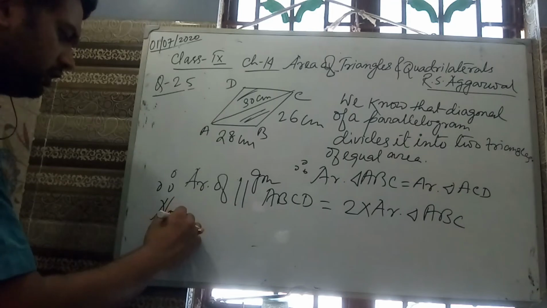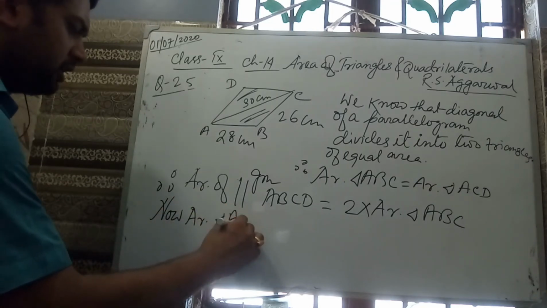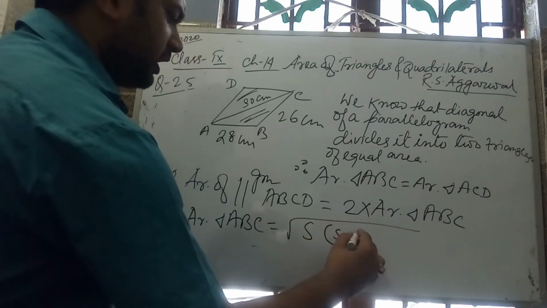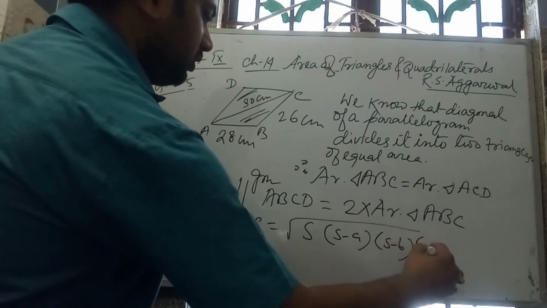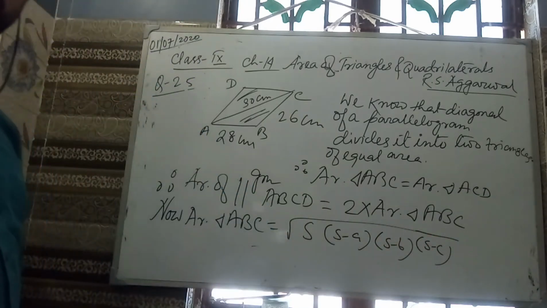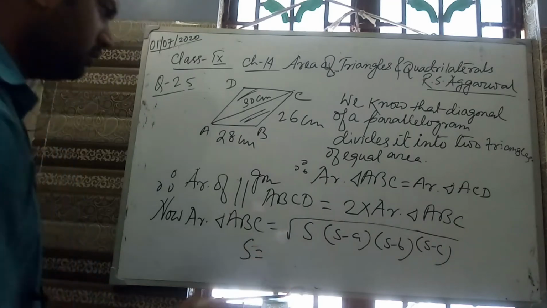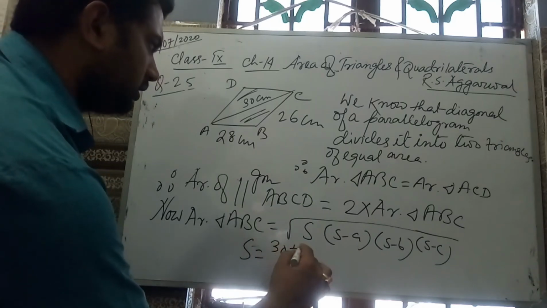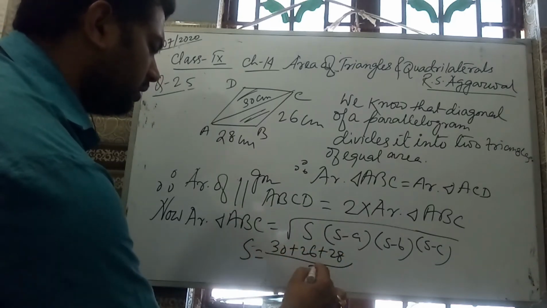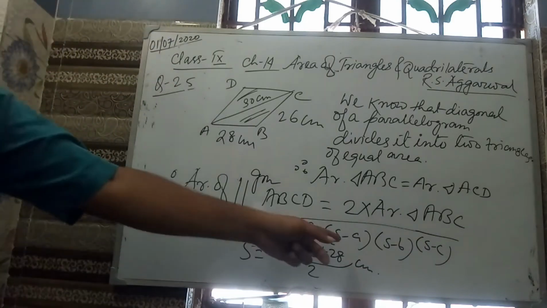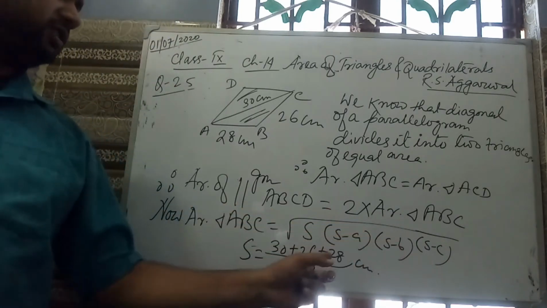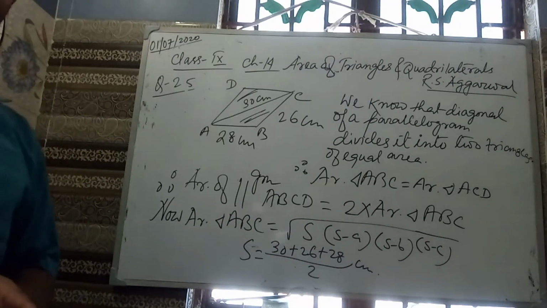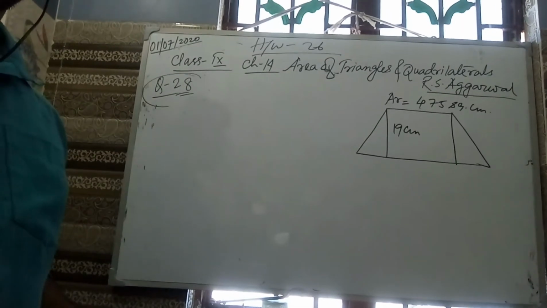Now area of triangle ABC, use this formula: square root of S into S minus A into S minus B into S minus C, where S equal to 30 plus 26 plus 28 by 2 centimeter, and consider A as 30, B as 26, C as 28, then calculate it. Okay, these sums you have to complete, 25 and 26.